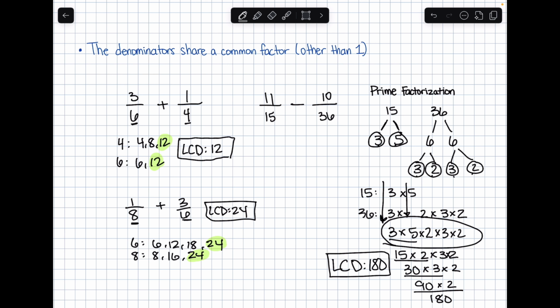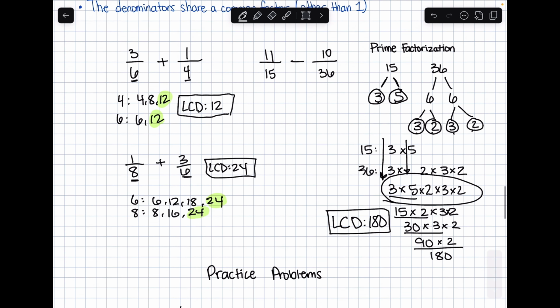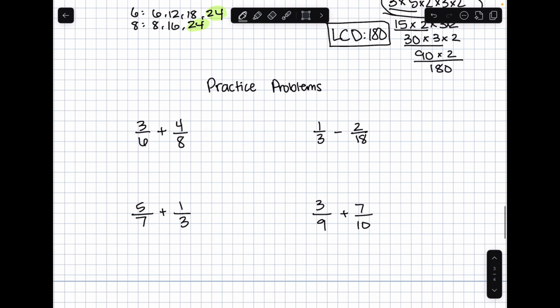All right, I've got some practice problems down here. Go ahead and pause, solve these on your own, and then I will show you what the answer is.